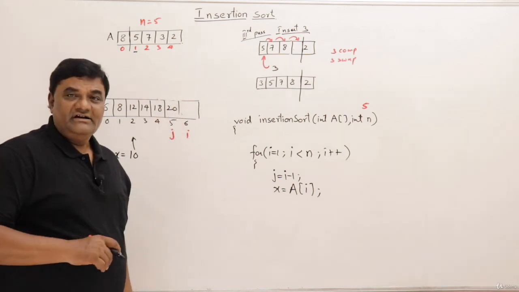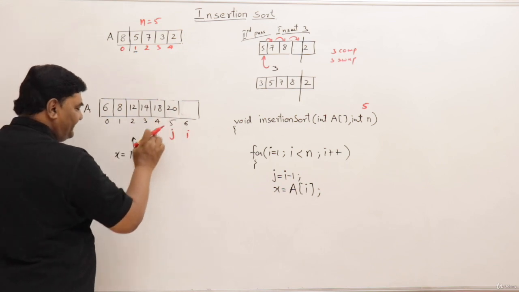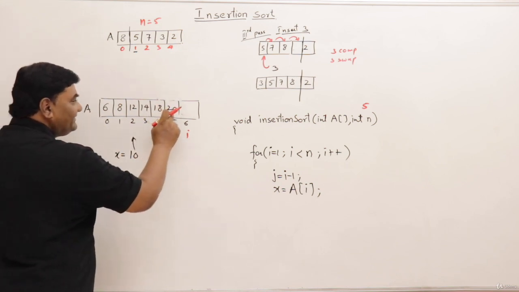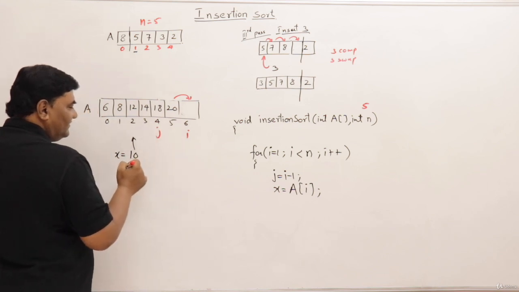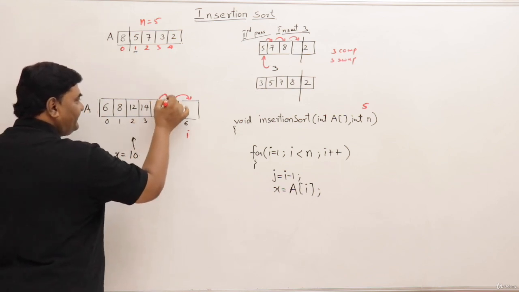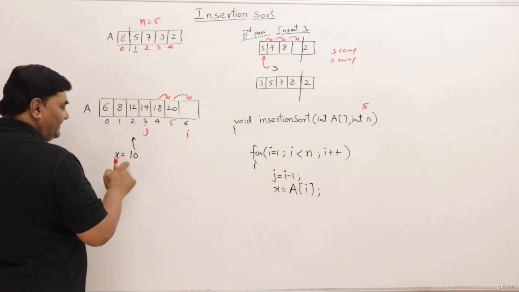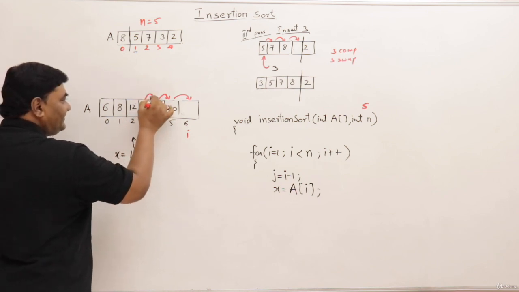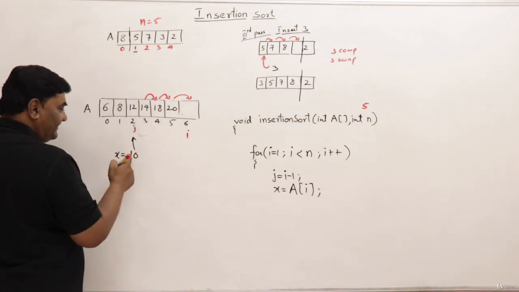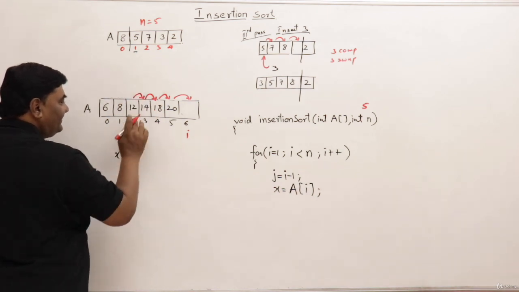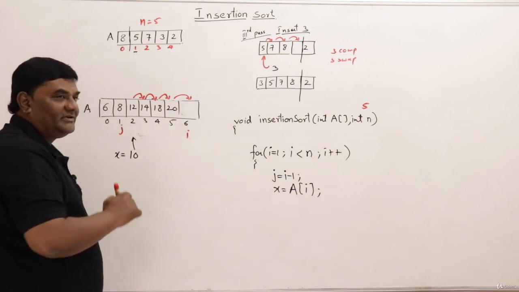Then what is the procedure? I have to shift all greater elements. So I should compare a of j with the element x. This is greater, so shift it and j minus minus. This is greater than this, shift it, j minus minus. This is greater than this one, 10, so shift it, j minus minus. This is greater than this one, so shift it, j minus minus. Now this is smaller, stop.